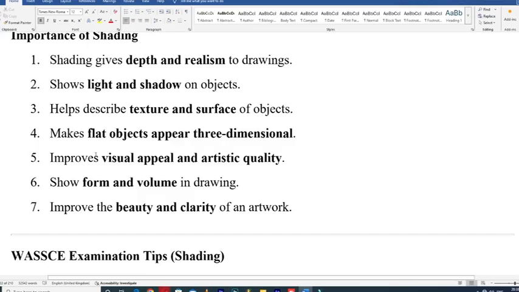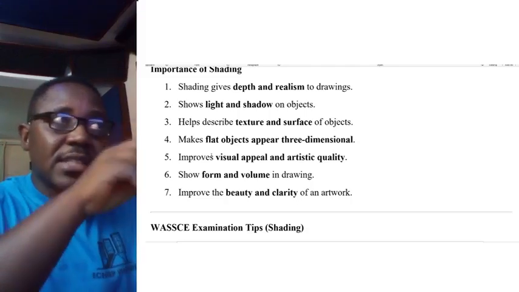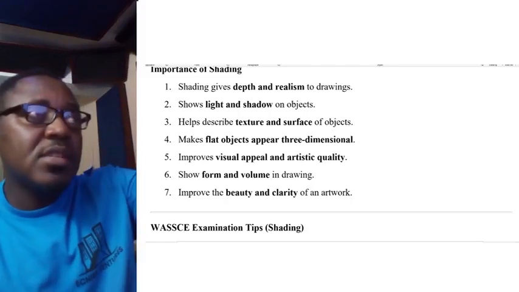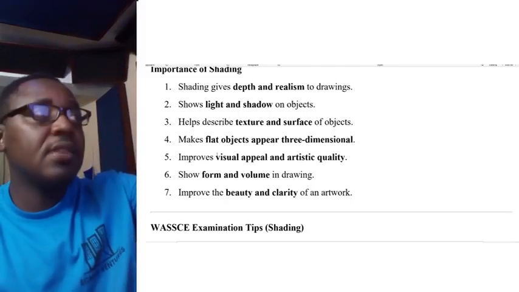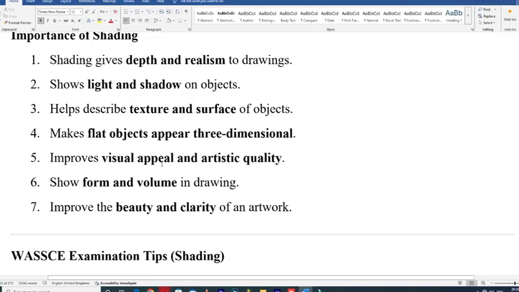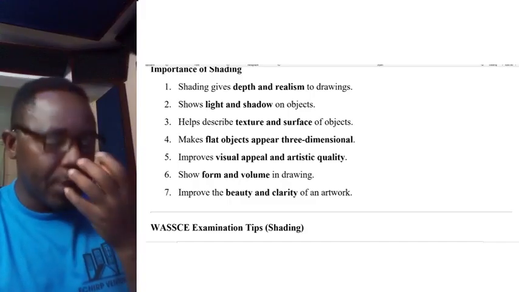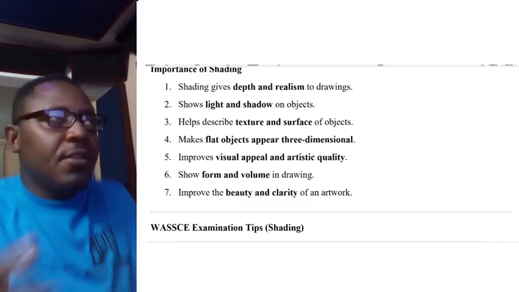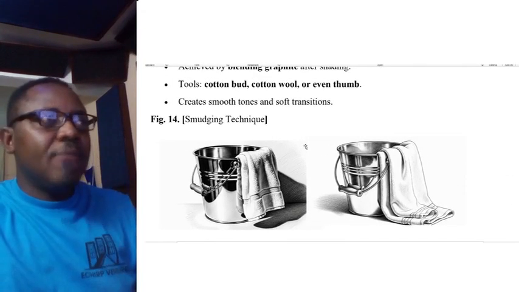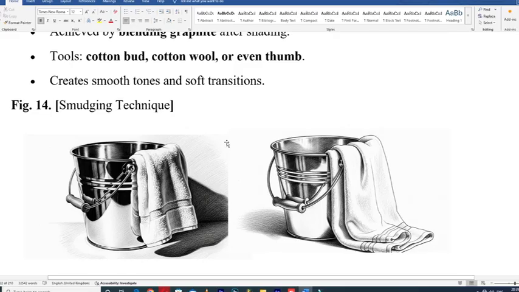Do you get it? Or when you've forgotten the importance, you can just look at the definition, extract some things there, and form them into a sentence, and you get your importance. Improves visual appeal and artistic quality. Visual appeal, when you look at it, you love it. Look at the way we were shading the bucket. Man, it's like, whoa, somebody did this.